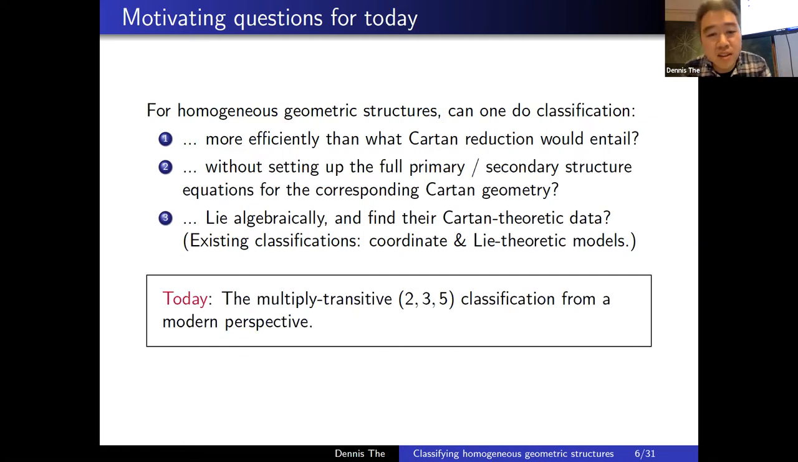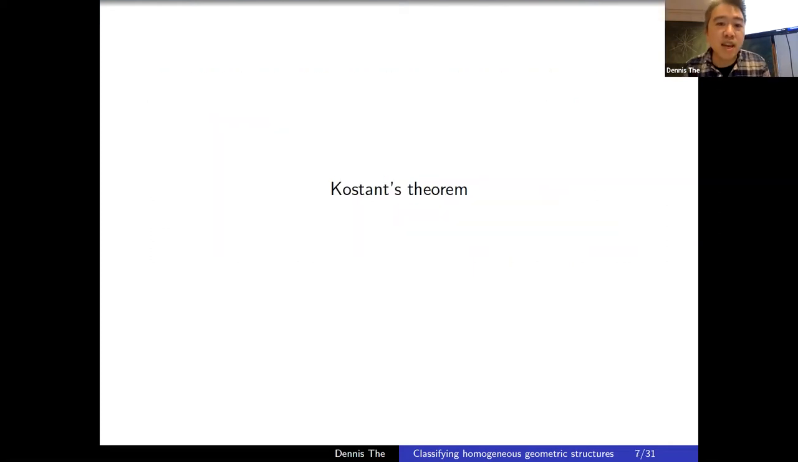Okay, so today I want to take a look at this multiply transitive 2, 3, 5 classification from a modern perspective. And the first step towards doing this is to have some good linear algebra in the background, and that's the point of Kostant's theorem. So we'll see how this fits in.